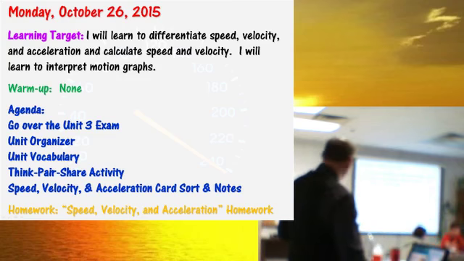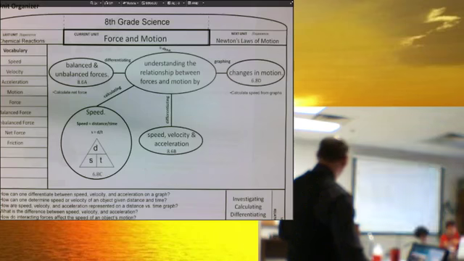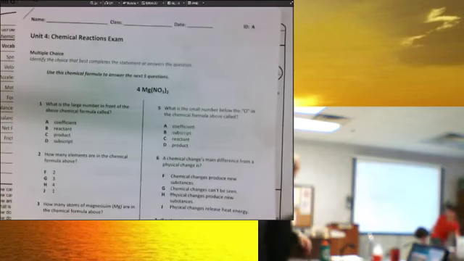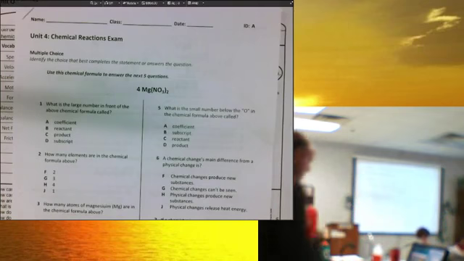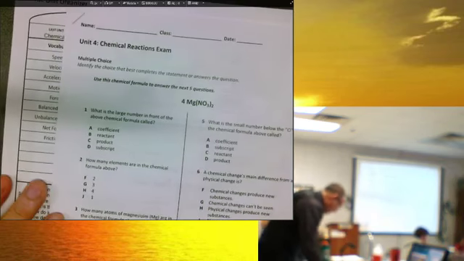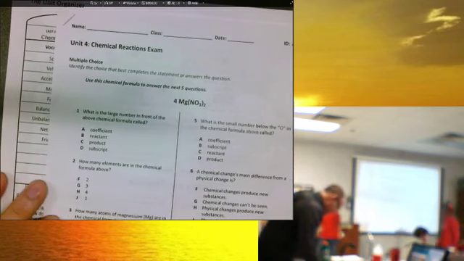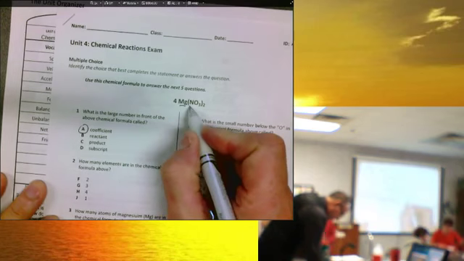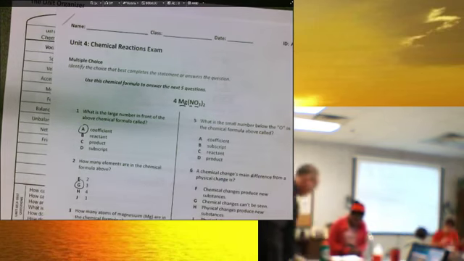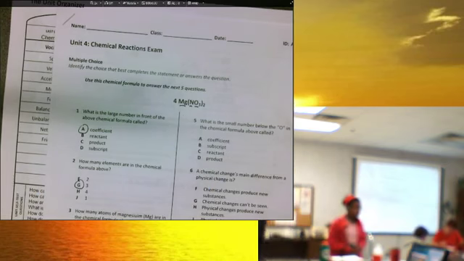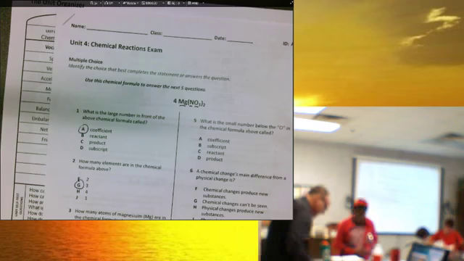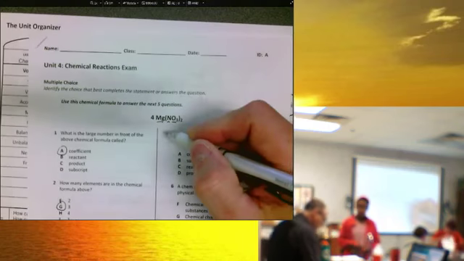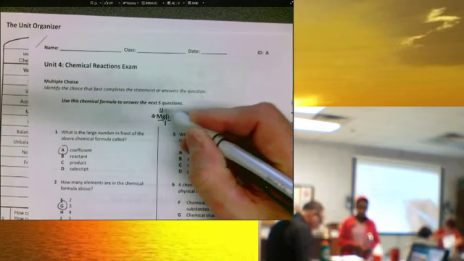Okay, let's go over the test quickly. I'm going to go over the correct answers. You check your answers. I'll mark them if they were wrong. So as we go through, just mark the correct answer. Number 1, what is the large number in front? That is A, coefficient. How many elements are in the chemical formula above? MgNO, that's 3G. Number 3, how many atoms of magnesium? Well, magnesium, you have to put a 1 here, and then 4 times 1 is 4, so that was C.